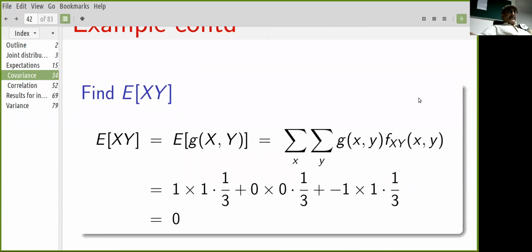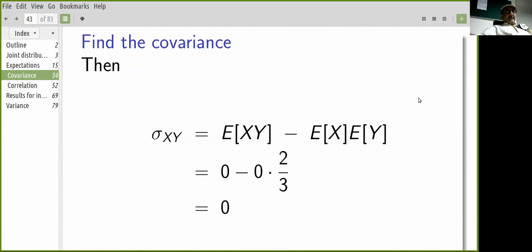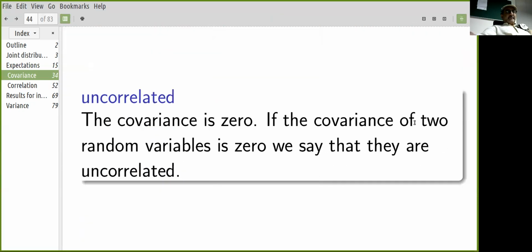So now the covariance of X and Y is equal to the expectation of XY minus the expectation of X times the expectation of Y. That's 0 minus 0 times 2/3, which is 0. So the covariance is 0. When the covariance between two random variables is found to be 0, then we say that the variables are uncorrelated.